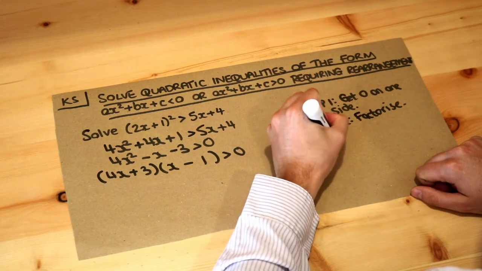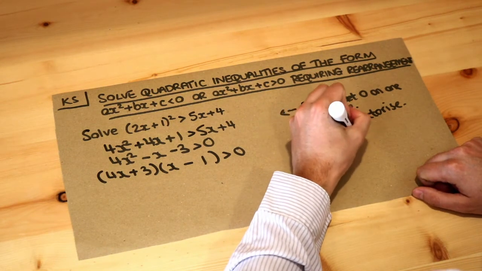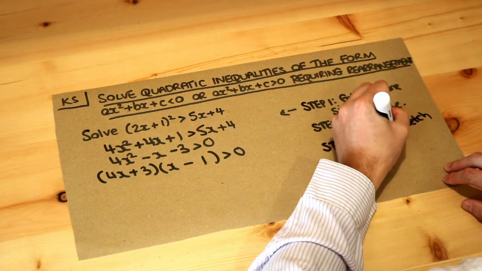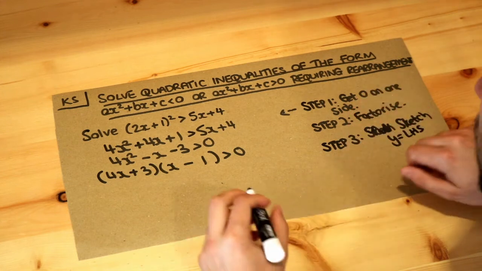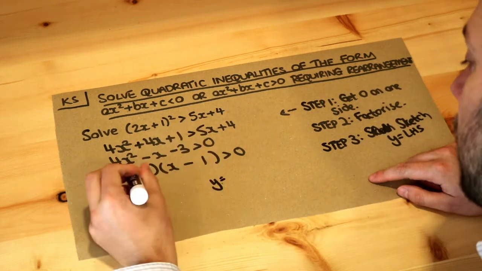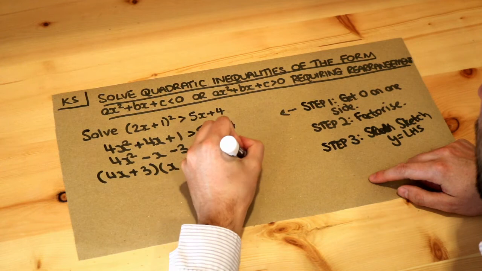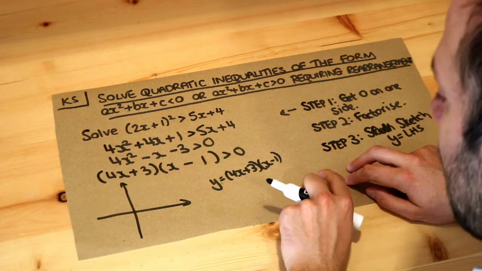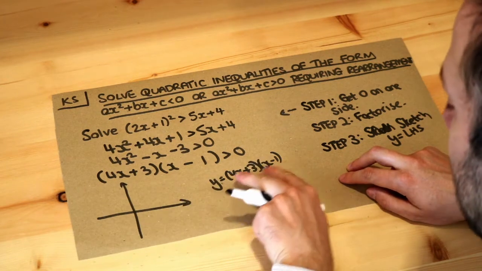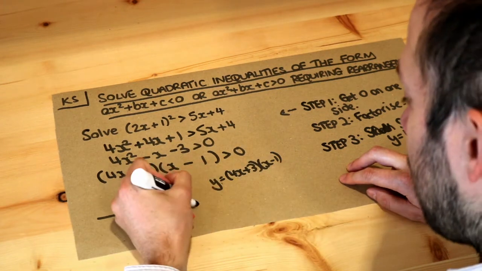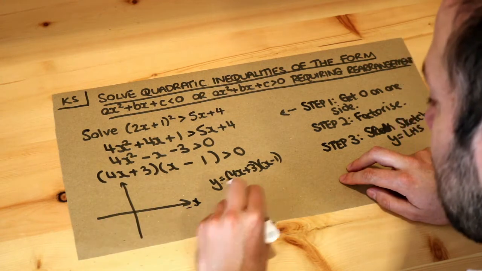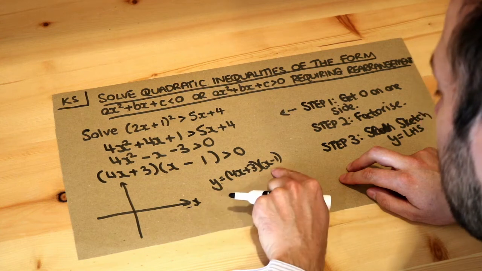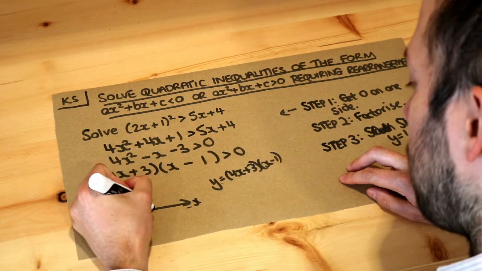Then step 3, we saw in the previous video on quadratic inequalities, was to sketch, sorry I misspelt that, y is equal to the left-hand side. So we're going to sketch y is equal to 4x plus 3 times x minus 1. And do you remember to sketch this, you just make this equal to 0. If y was 0 when you're on this x-axis, what would x be? Well, one of these two things has got to be 0 to make y 0. So if x minus 1 was 0, x would be 1.